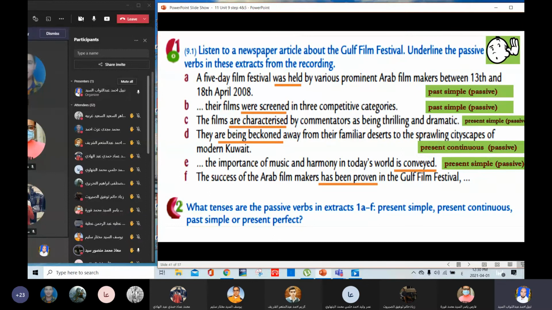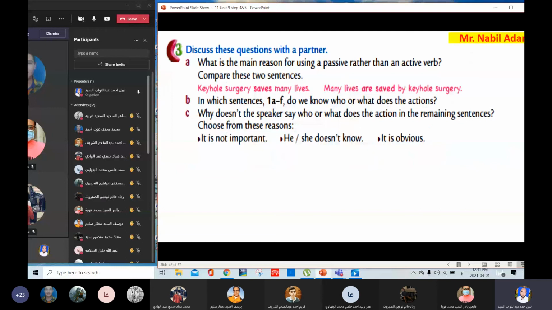Okay, excellent. Here, exercise number three. What is the main reason for using a passive rather than an active verb? We want to know the purpose, the main aim of using passive instead of active.